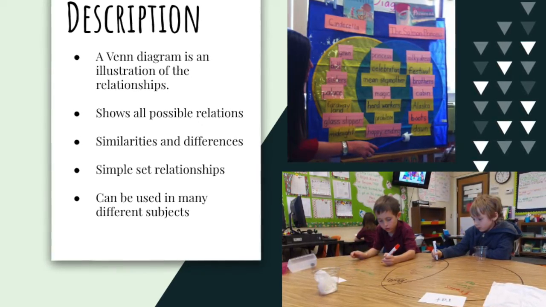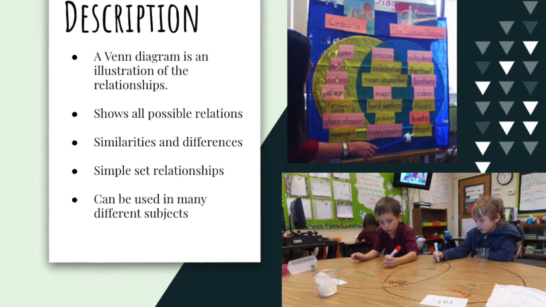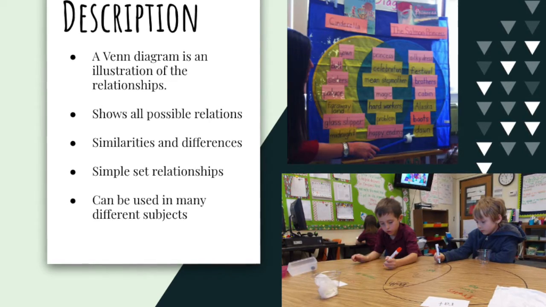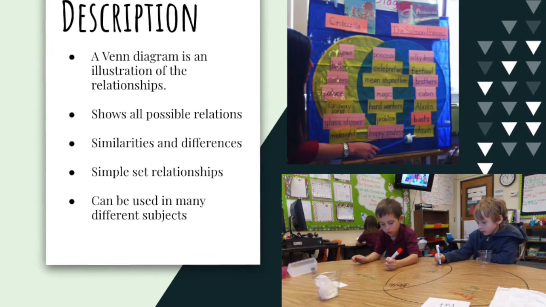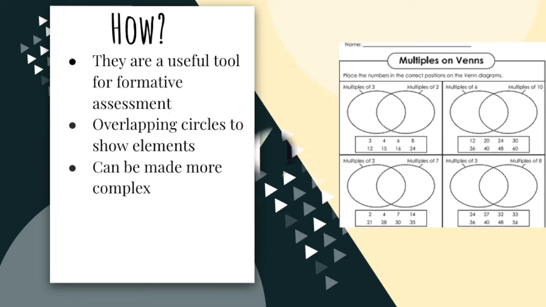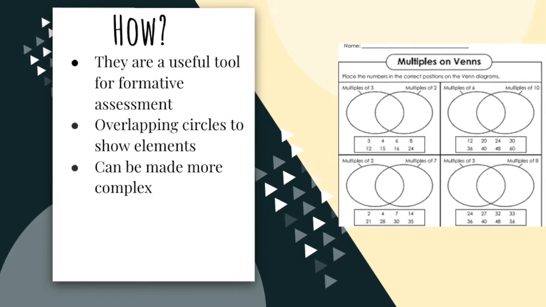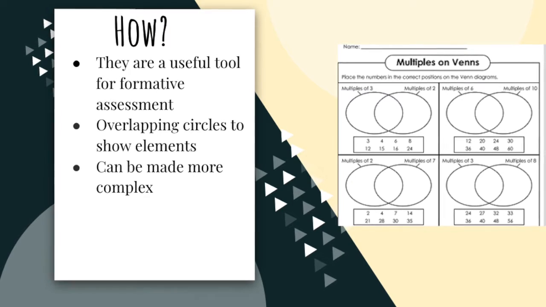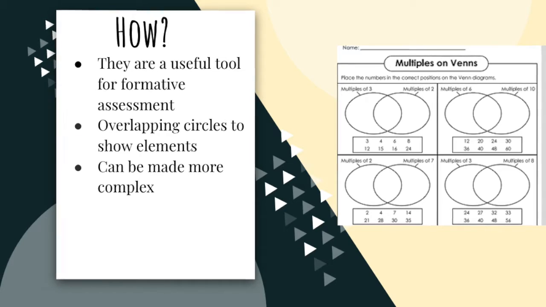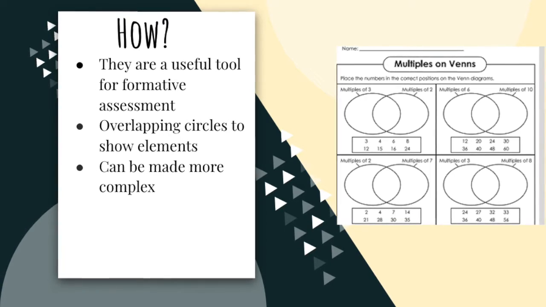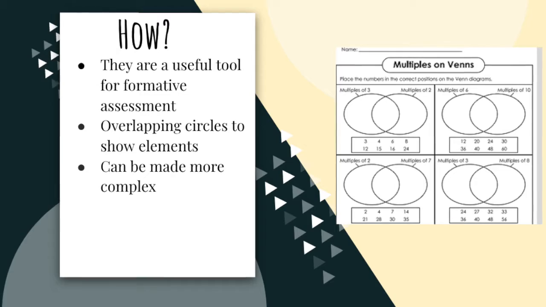They are used to teach elementary set theory, as well as illustrate simple set relationships in many different subjects and in many different grade levels, as you can see in these pictures. Venn diagrams are used to compare and contrast groups of things. They are a useful tool for formative assessment because they can be used to generate discussion and provide teachers with information about students' thinking. A Venn diagram consists of overlapping circles.